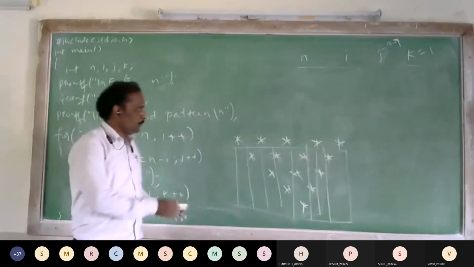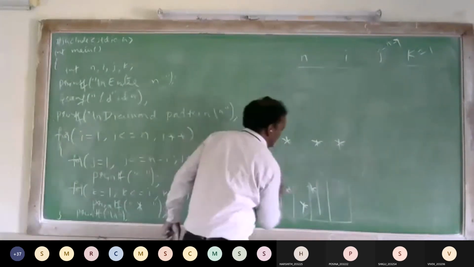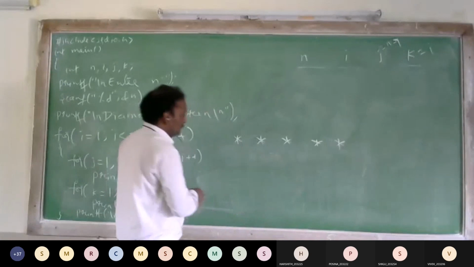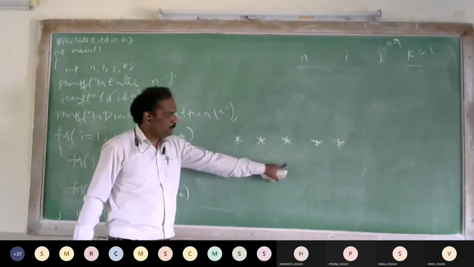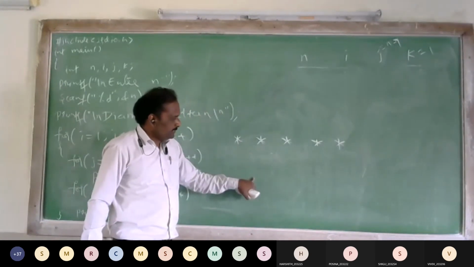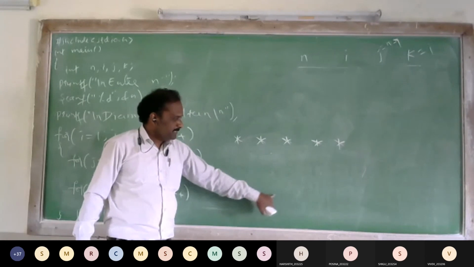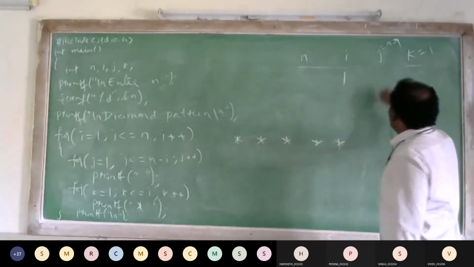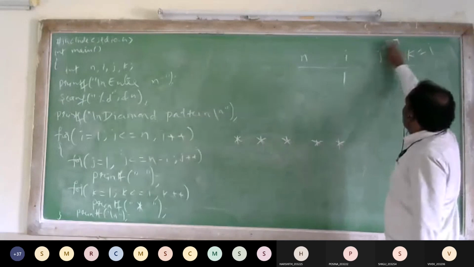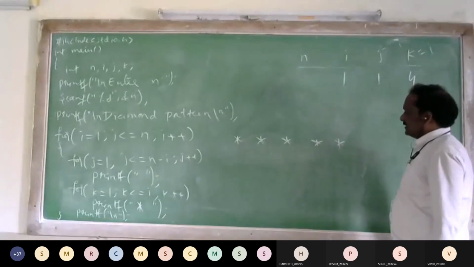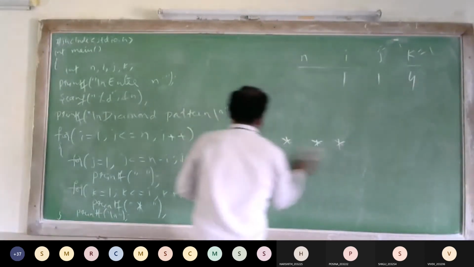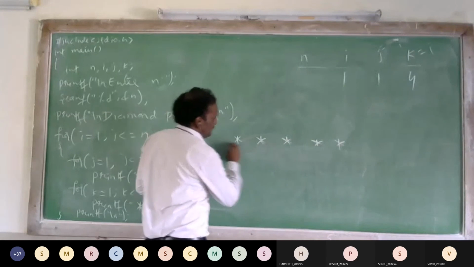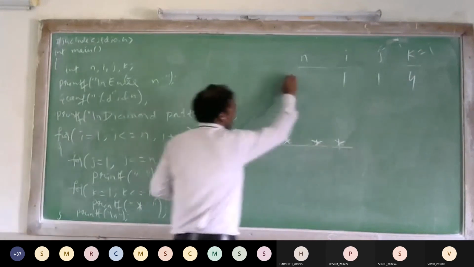I want to print the below pattern. So 1 space, 4 stars. 2 spaces, 3 stars. 1 space, 4 stars. 1 space, this we have printed, this is above.